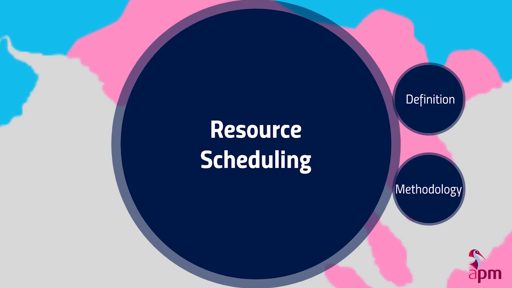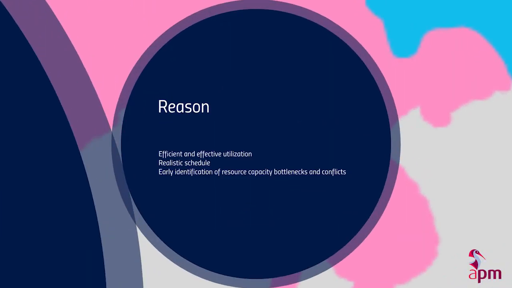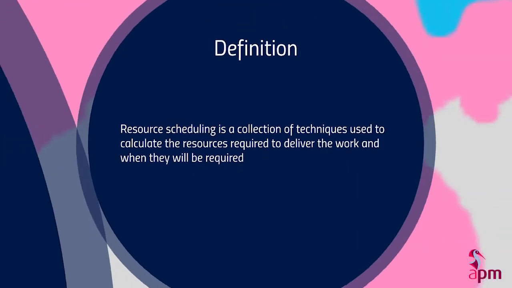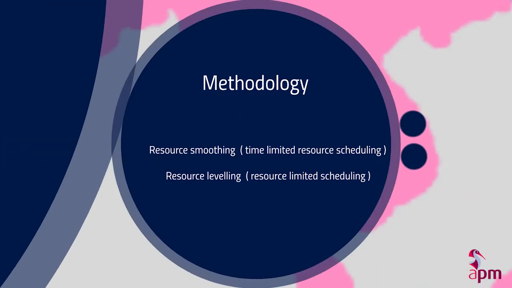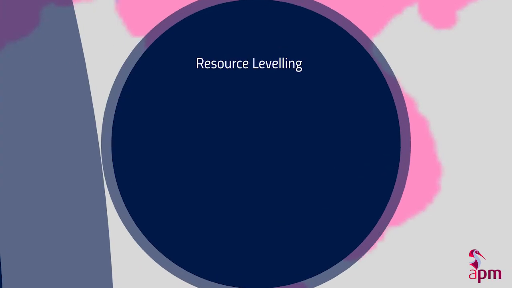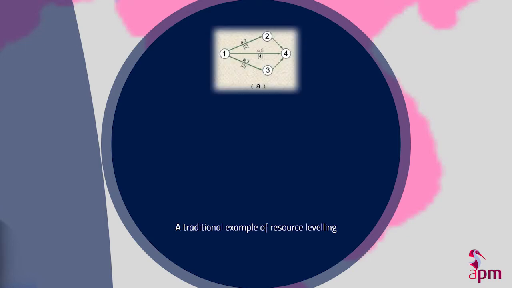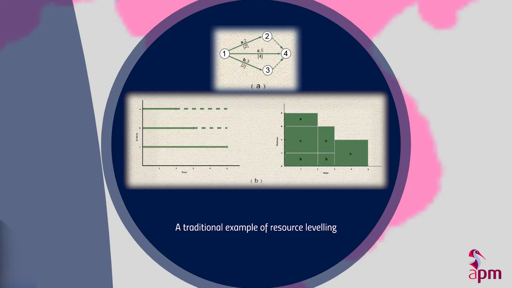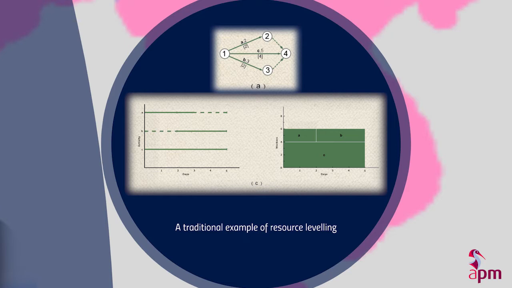Resource scheduling is a collection of techniques used to calculate the resources required and when they will be required. Our research focuses on the method called resource leveling. Figure A shows a network in which activity duration is shown above the arc, while resource usage is below. Figure B shows the original relationship between activities and workers, and C shows the relation after resource leveling by delaying activity C for 2 days.